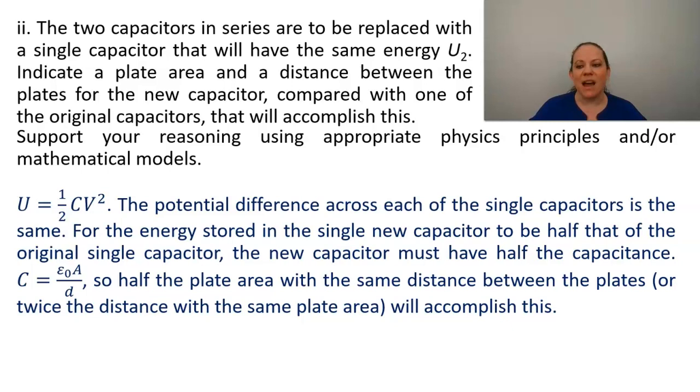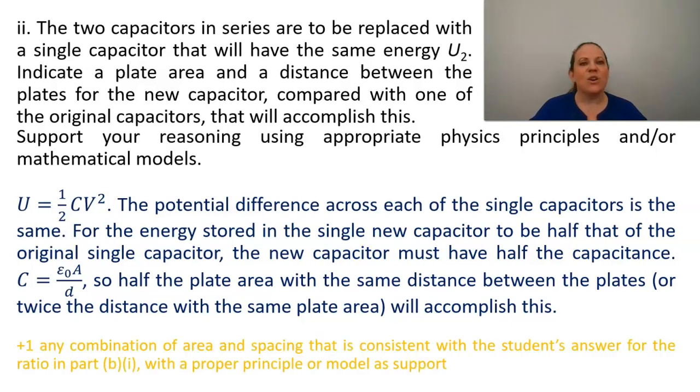Capacitance equals epsilon naught A divided by D, so half the plate area with the same distance between the plates, or twice the distance with the same plate area, will accomplish this. And so a point was awarded for any combination of area and spacing that is consistent with the student's answer for the ratio in Part B1 with the proper principle or model as support.